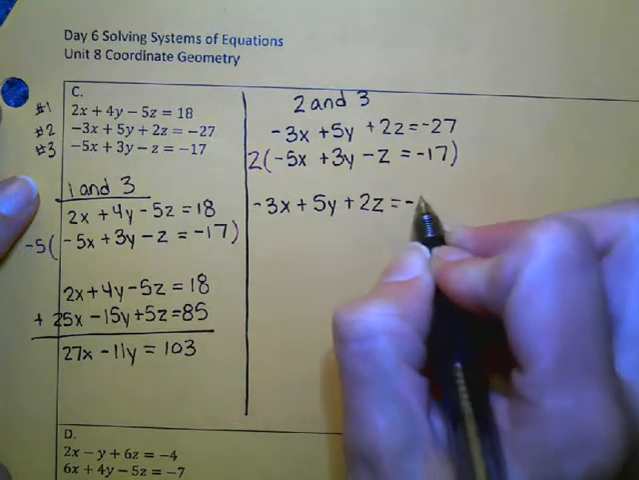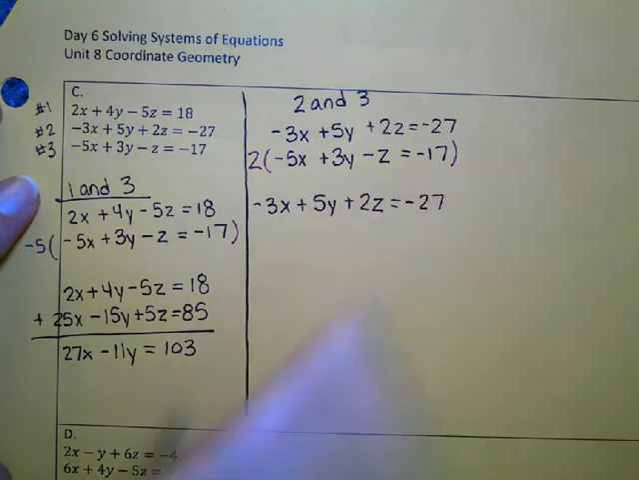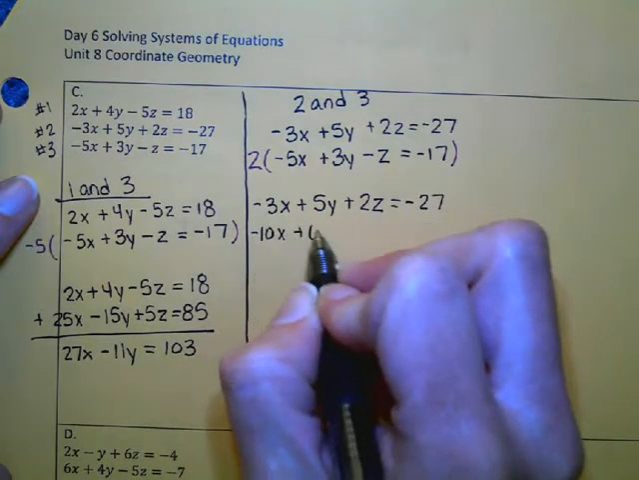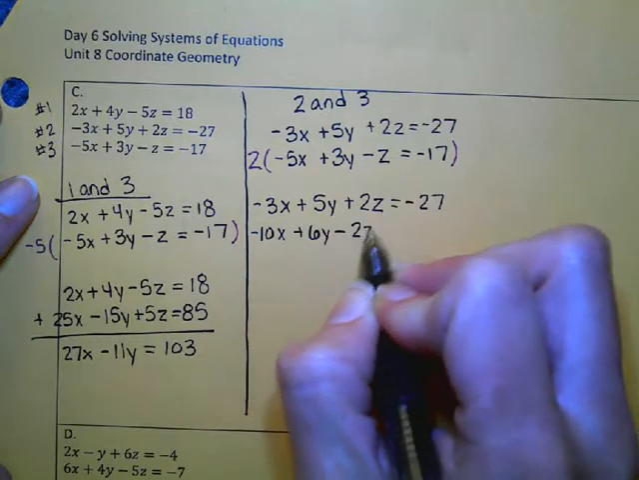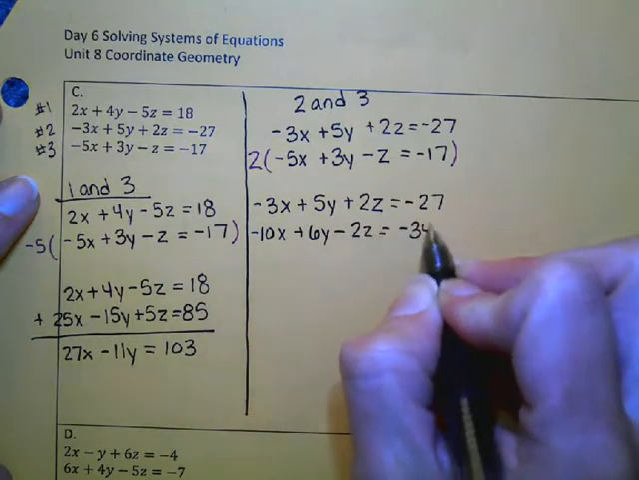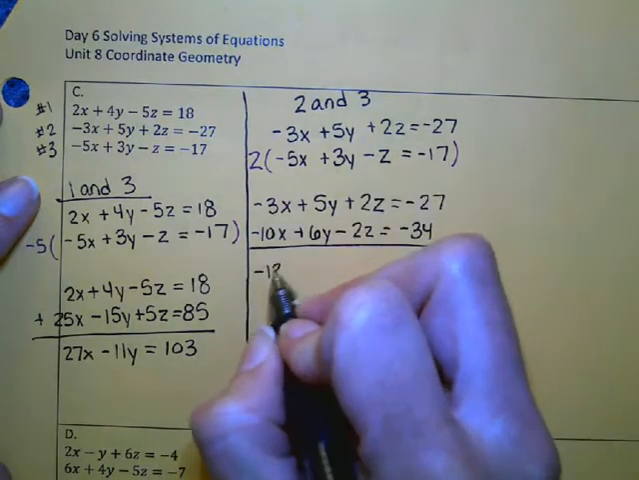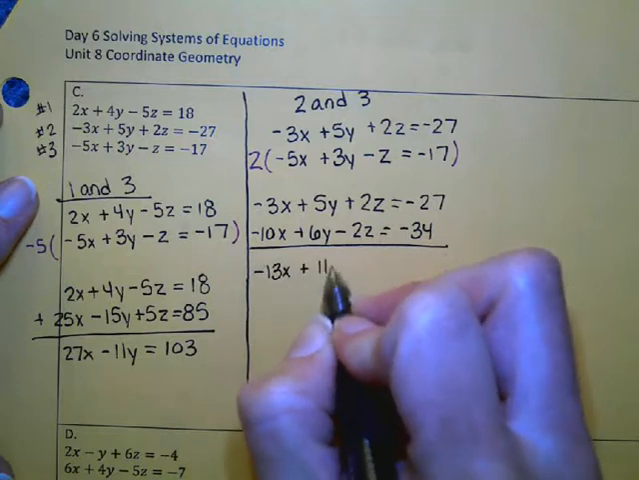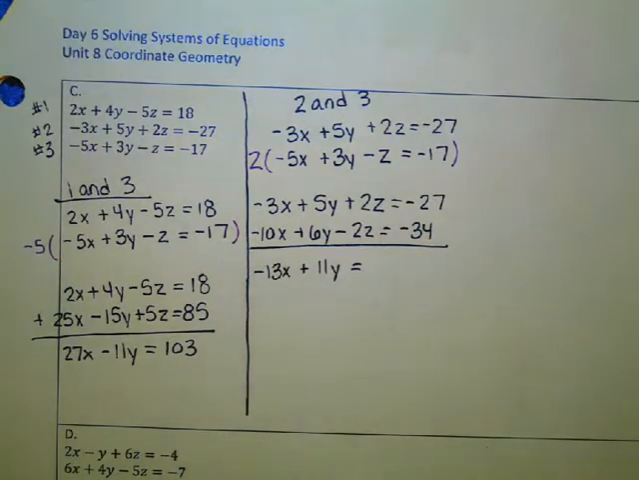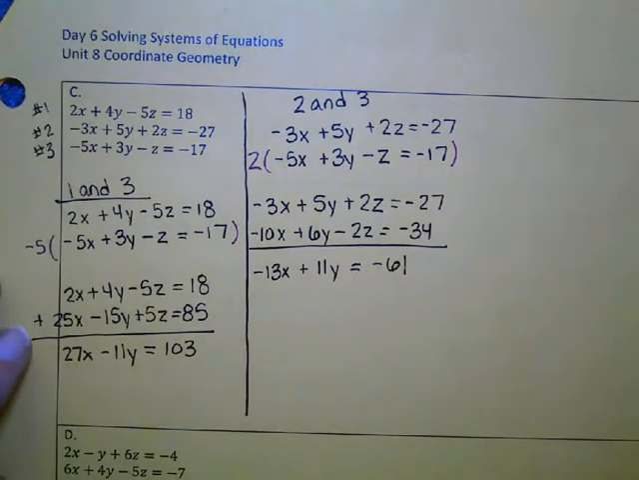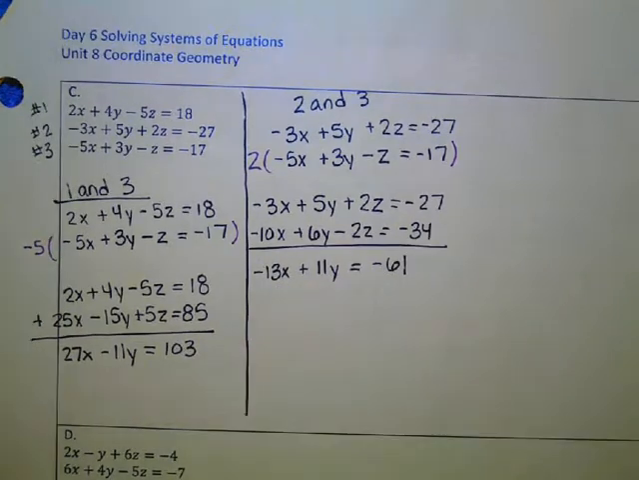Copying the top one exactly as you see it, I'll multiply everything on the bottom by 2. Now I can add straight down. That gives me -13x plus 11y. The z's cancel, which is what I was trying to do. -27 plus -34 equals -61. Now you are down to two letters, X and Y.